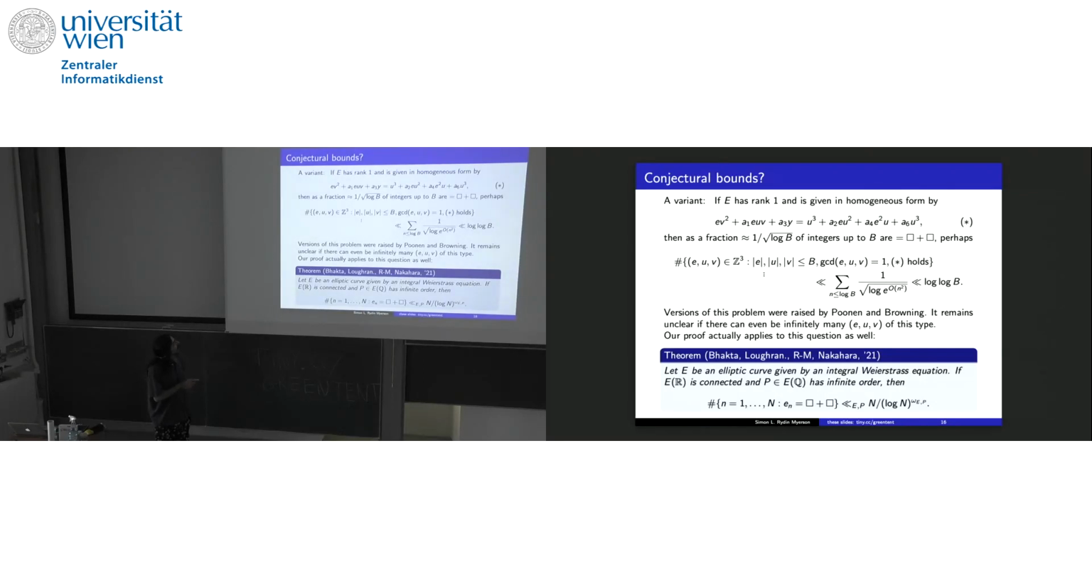I've written them in terms of integers solving this equation with GCD 1. So in that case, the heuristic that I just wrote down translates into this here. So the number of rational points of height up to capital B on this elliptic curve, coprime integers solving this equation, the heuristic translates into this is about log B.